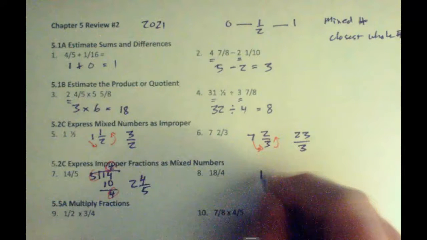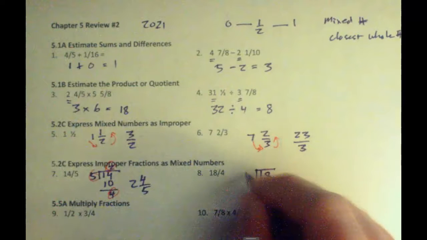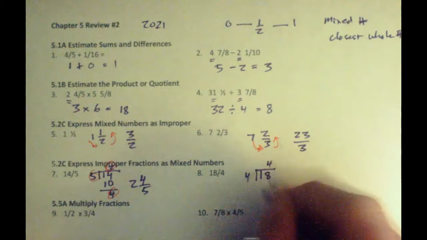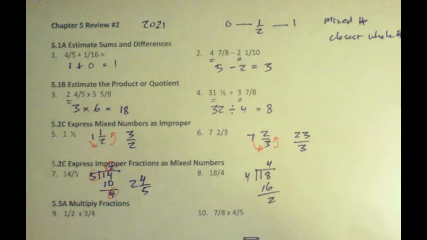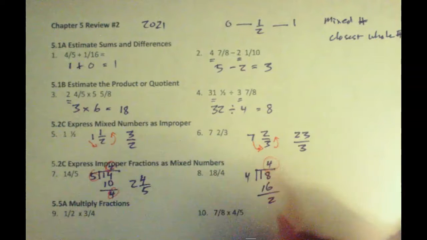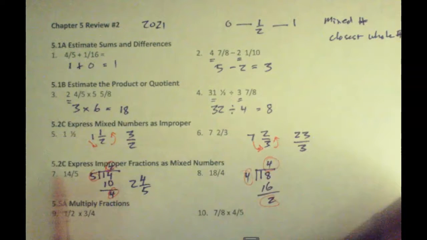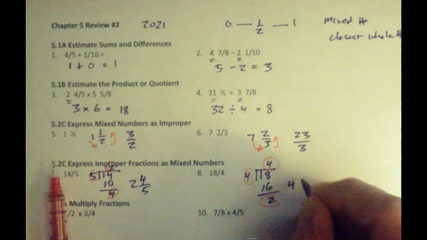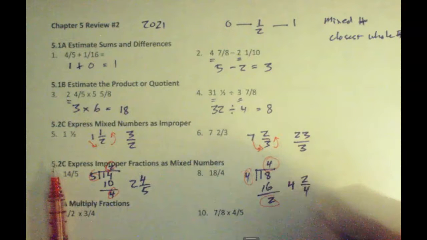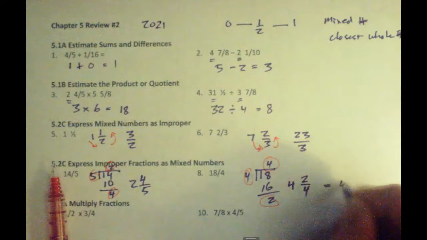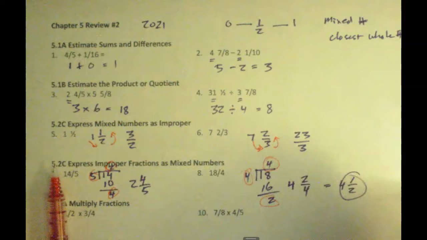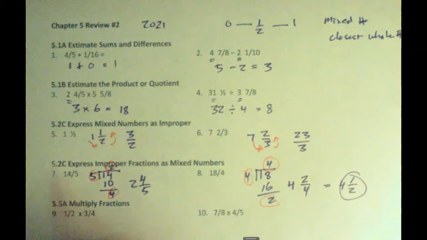18/4, that's really 18 divided by 4. Let's see, 4 times 4 is 16. We have 2 left over. So really what we have here is 4 wholes and 2 fourths. So let's just write that. 4 wholes and 2 fourths left, which can be reduced to 4 1/2. 2 fourths, you can divide that out and make that into 1/2.